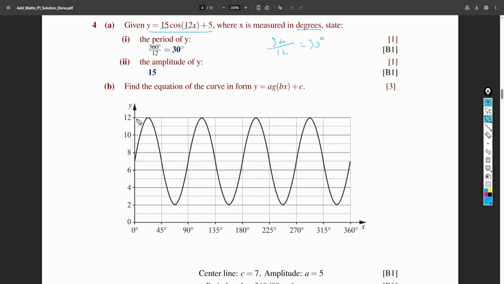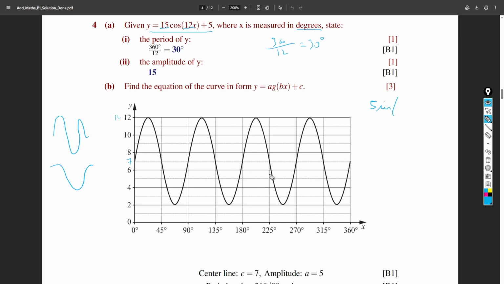And then find the equation of the curve in the form y equals to. So they want us to find the equation of the curve. So first, notice the amplitude. Amplitude is from 7 to 12, right? So it's 12 minus 7. The amplitude is 5. And what is this function? It starts from 7, but we can see it's a sinusoidal curve because it goes like this instead of like this, right? So it's sine.